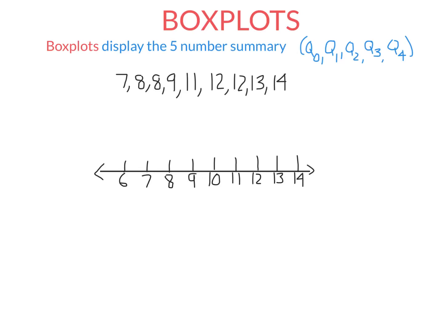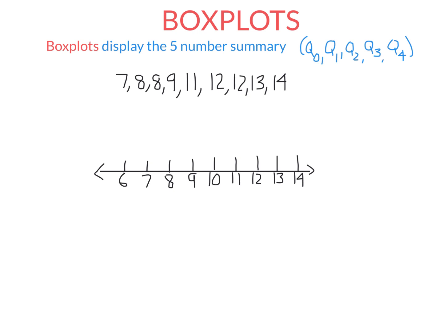Thank you so much for tuning into this video in which we will look at constructing box plots. So a box plot is just a way to display the 5-number summary. The 5 numbers in this summary are Q0, minimum, lower quartile Q1, median Q2, upper quartile Q3, and maximum Q4. These are the same things we learned in a previous video.